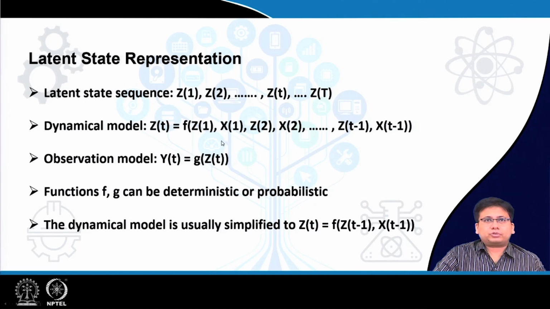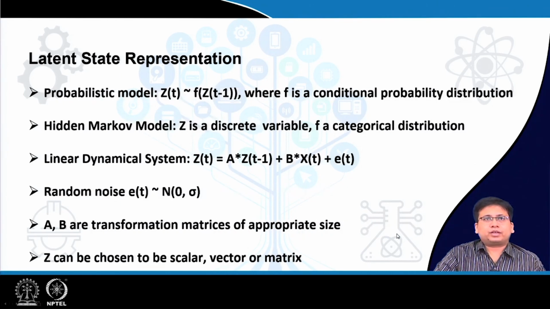And this dynamical model which we mentioned is usually simplified so that zt, the current system state, is just a function of the current input xt and the previous state zt minus 1. I am sorry, this will be xt, not xt minus 1. That is, the current state is a function of the previous state and the current input. There are multiple models which work on this kind of framework.